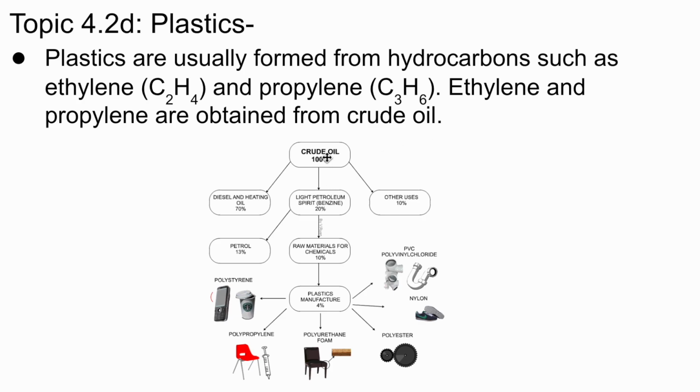When we do our fractional distillation of crude oil, you're going to get diesel oil and heating oils. That's about 70%. You get light petroleum spirits or benzene, and then you have some other uses. You have the raw materials for chemicals, which are plastic manufacturing. You've got your polystyrenes, polypropylenes, polyethylenes, polyester, nylon, and PVC. So this is a flow chart of how we use crude oil.